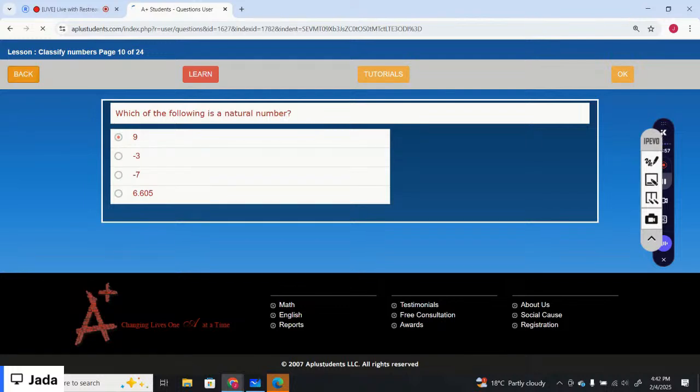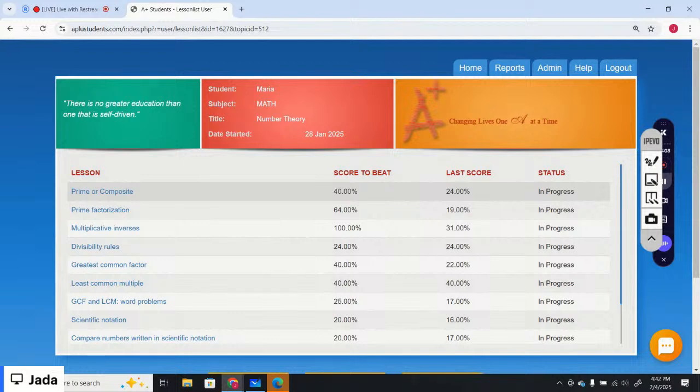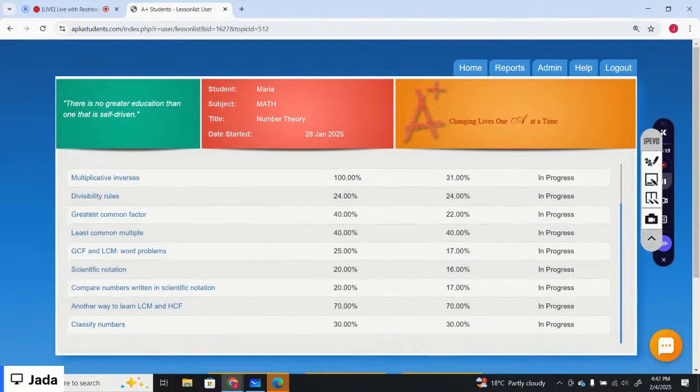Okay, you can complete the lesson by yourself later today. So we were working on the grade 7 math. The lessons we have covered today are scientific notation, compare numbers written in scientific notation, another way to learn LCM and HCF, and classify numbers. So please make sure before the next session you complete all the practice questions for the lessons we just did. That is your homework until next session.